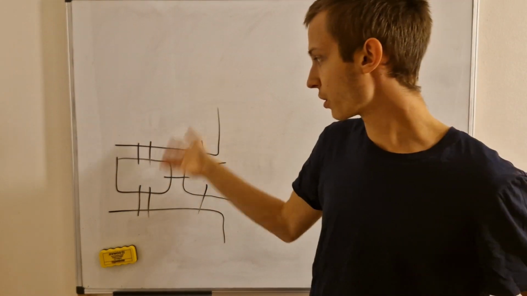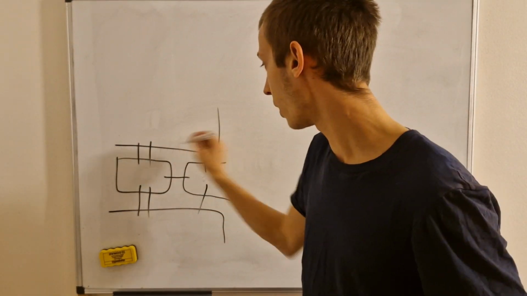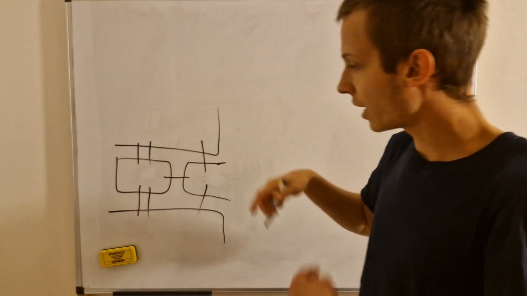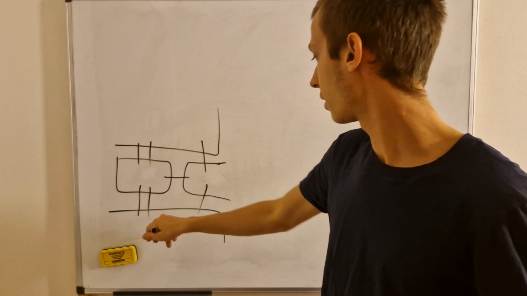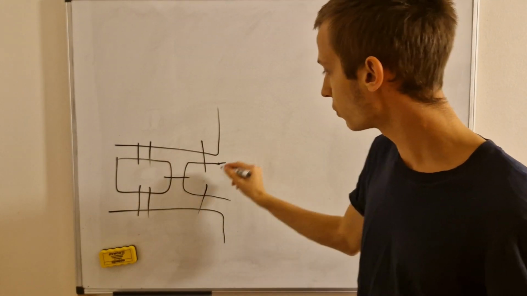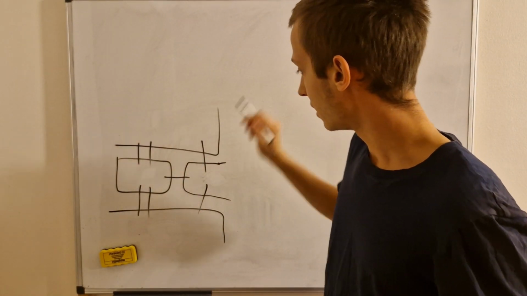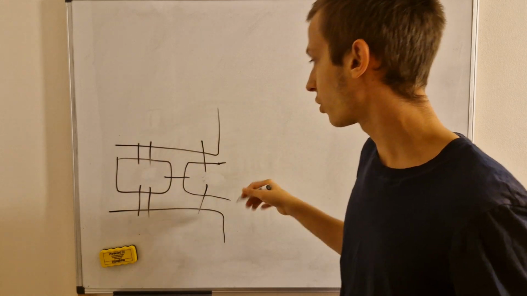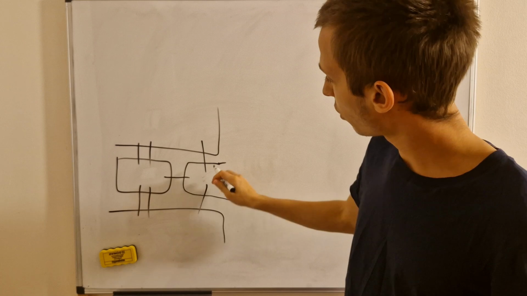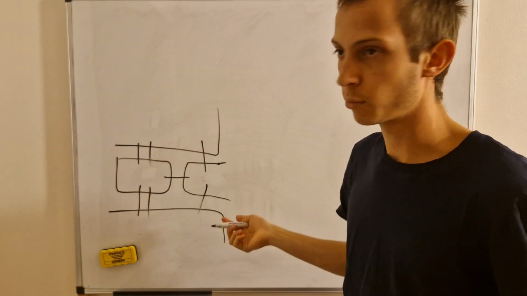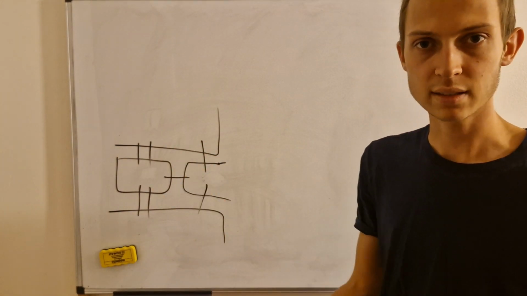We have 7 bridges, and we're asking, if we start somewhere, can we walk? Is there any way that if we start somewhere, on this island or this island or this part of the land or this part of the land, can we walk across the city? So can we cross the bridges gradually by walking around in such a way that we cross all of them, but we don't have to cross any of them twice? And the answer is no, as I said.